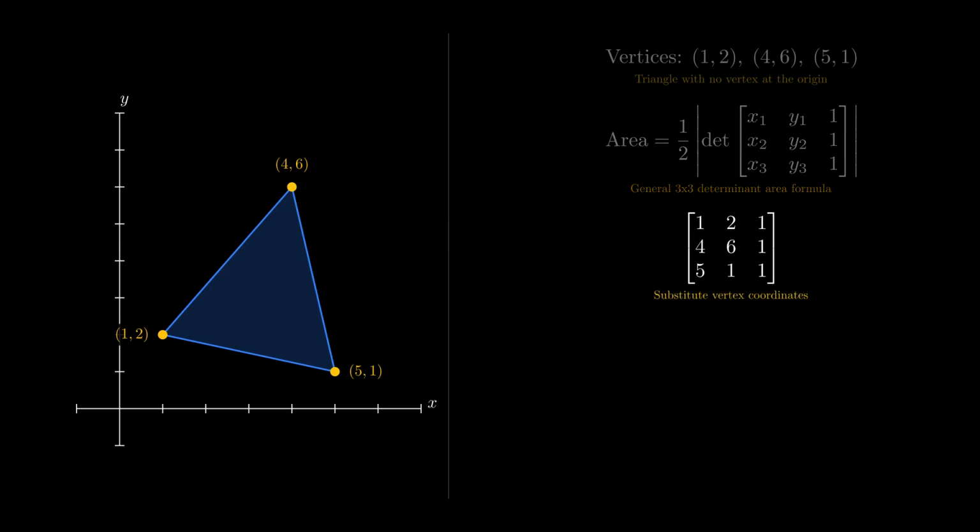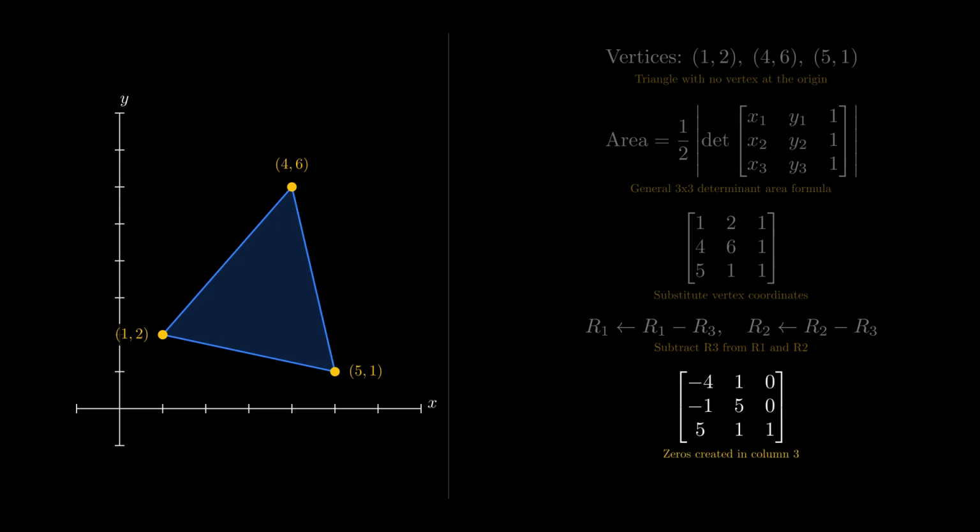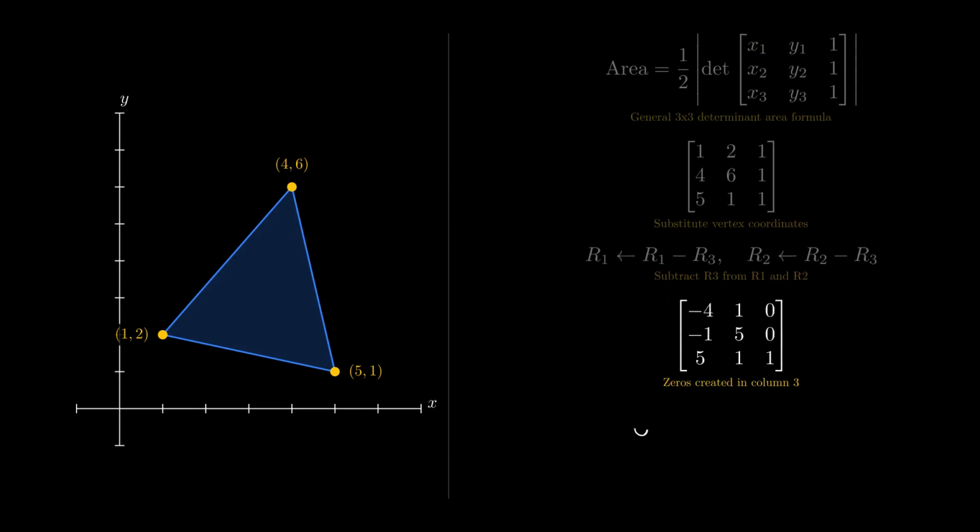Plugging in our vertices, the matrix is row 1: 1, 2, 1. Row 2: 4, 6, 1. Row 3: 5, 1, 1. Now subtract row 3 from rows 1 and 2 to translate the third vertex to the origin. Row 1 becomes 1 minus 5, 2 minus 1, 1 minus 1, which is negative 4, 1, 0. Row 2 becomes 4 minus 5, 6 minus 1, 1 minus 1, which is negative 1, 5, 0. Row 3 stays as 5, 1, 1.